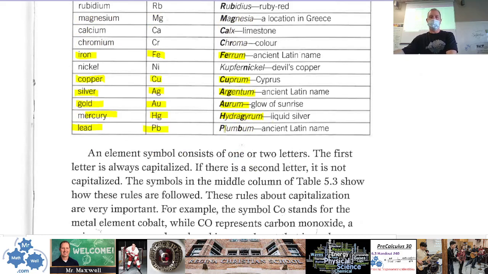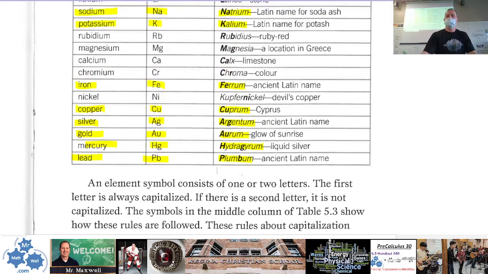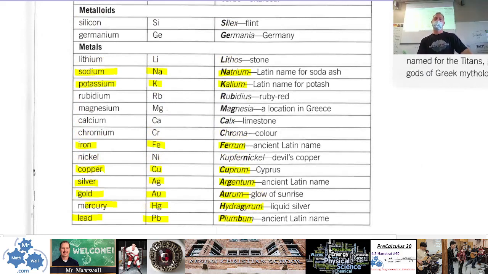And lead, Pb, is from the Latin term plumbum. Plumbum. Yeah, everybody's favorite Latin term there. So you don't have to memorize these, but getting to know these symbols is really important, okay? So sodium you should know is Na, potassium you should know is K, because these are the strange ones, okay? So take some time to memorize those.